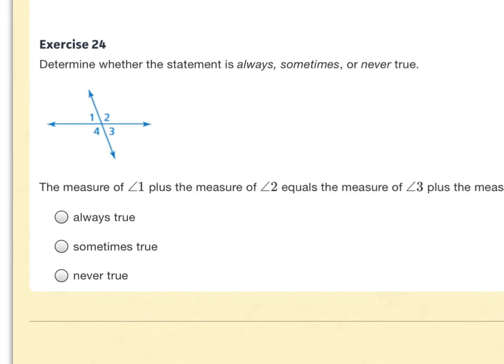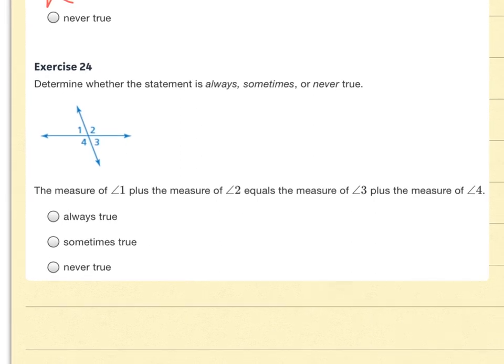And number 24, the measure of angle 1 plus the measure of angle 2 equals the measure of angle 3 plus the measure of angle 4. Okay, so that's a lot. Let's break that down. The measure of angle 1 plus the measure of angle 2. Here's what we know about those two angles. They're adjacent to one another. Together they sit on a straight line, I should say. And so together angle 1 plus angle 2 will be 180 degrees because they are sitting on that straight angle together.